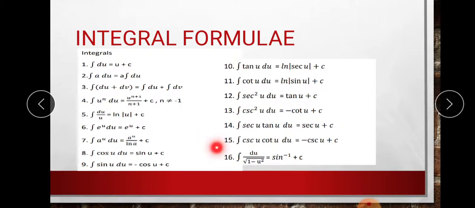Number 15, the integral of cosecant u cotangent u du equals negative cosecant u plus c. Number 16, the integral of du over square root of 1 minus u squared equals sine raised to -1 u plus c, or negative cosine raised to -1 u plus c.